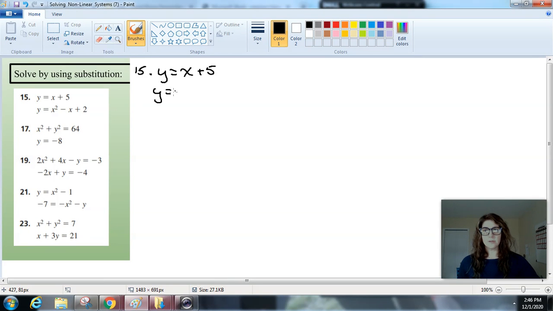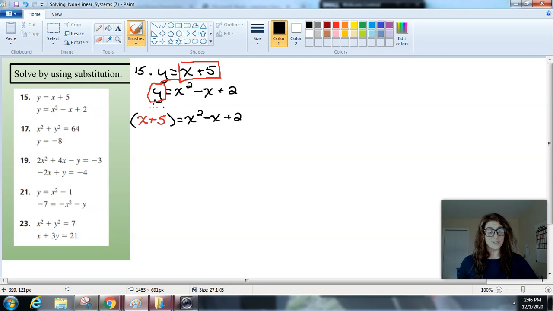So if I take a look at number 15, first off, I also want to make sure you know you're always going to substitute the y, because if I ever try and substitute x, it's going to get a little iffy with those x squareds. So we always want to substitute y. That's going to make your life so much easier that way. So in this problem, I'm going to substitute the x plus 5 into the y in the second equation.